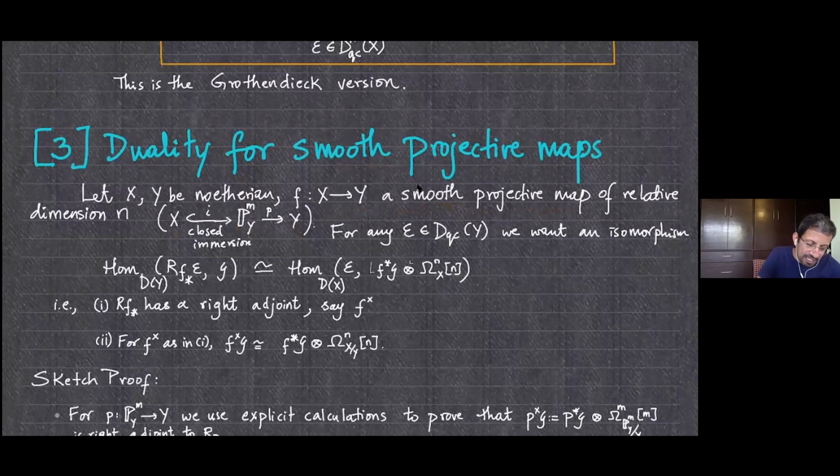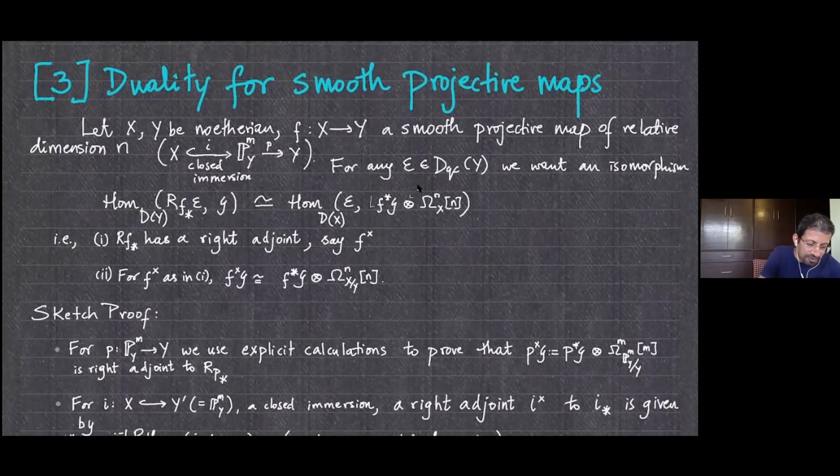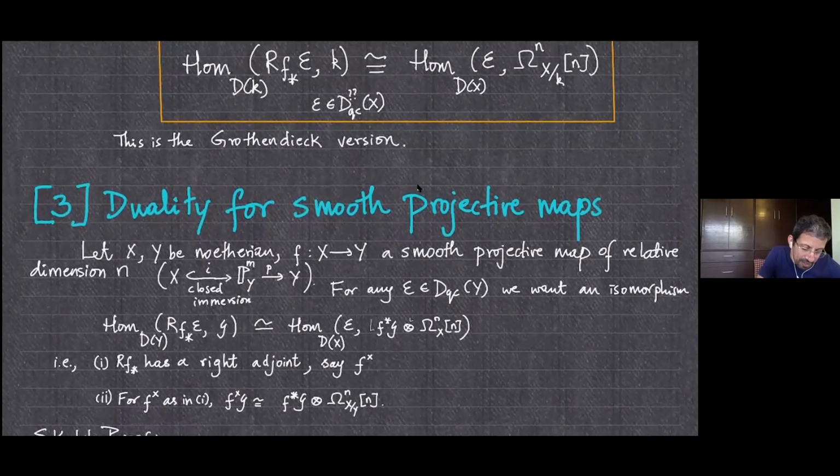That definition, again, I'll skip over, but you can intuitively see what it should mean. It's of relative dimension n. Then E belongs to D_QC(Y). So E is a complex on Y with quasi-coherent homology. That's what it means. And the statement that we had just above, we have just written the same thing, but instead of putting K here, because everything was over a field. Over a field, there are not many complexes you can write down.